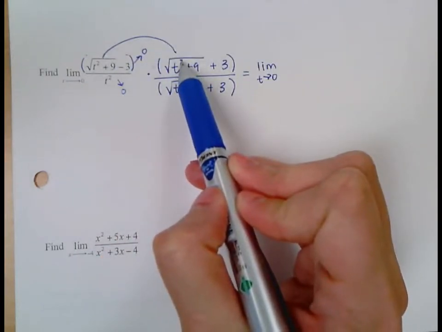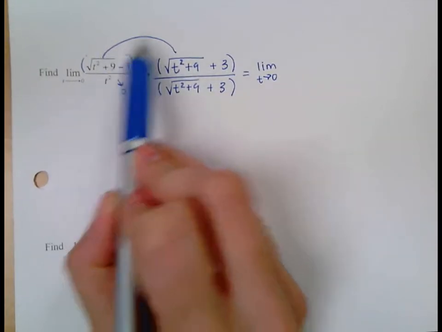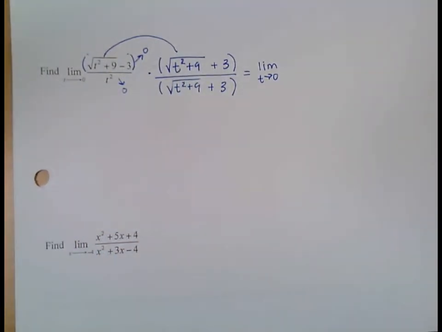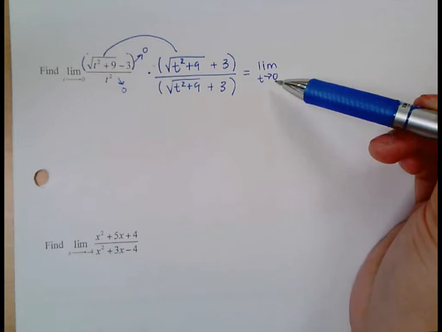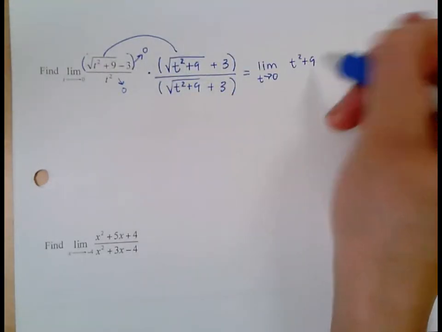I'm multiplying the... Sorry, another interruption. Multiplying the square roots, the squares just cancel each other out. So I still have the limit as t approaches 0. And this would just be t squared plus 9.